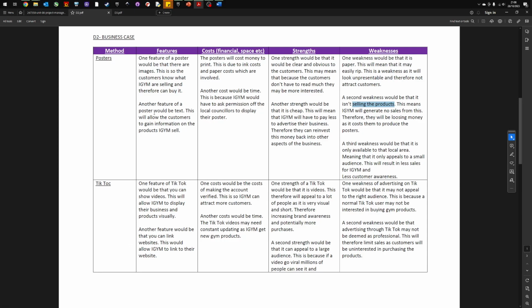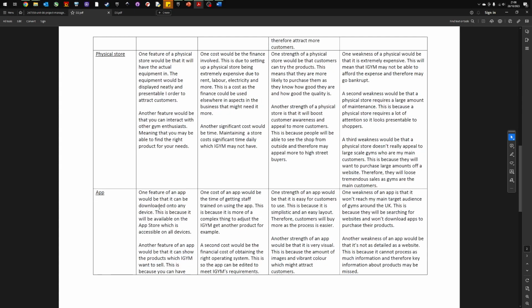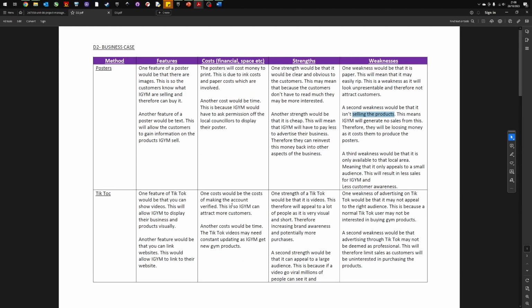Yeah, so it's fairly easy to do this one. What is a poster? What are the features of a poster? What are the features of a TikTok? How would a physical store work? What are the cost issues? What are the strengths? What are the weaknesses?